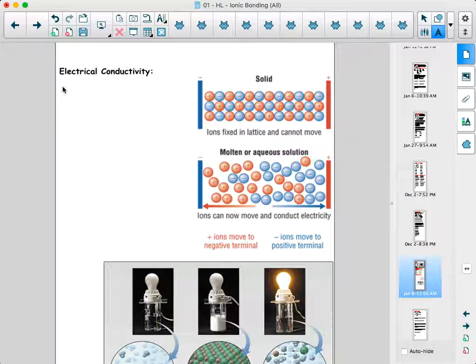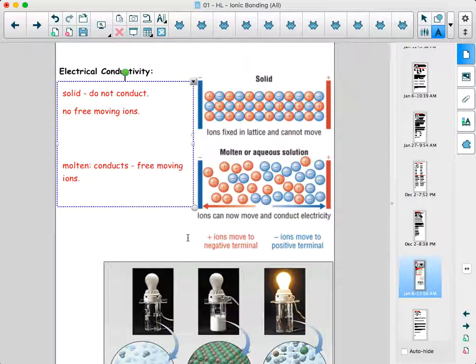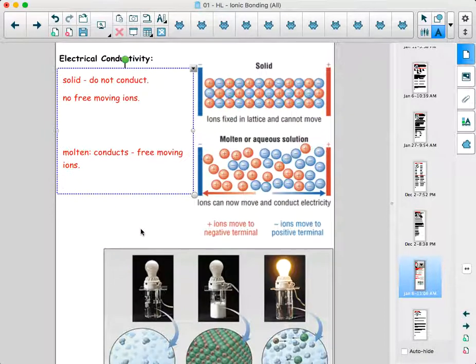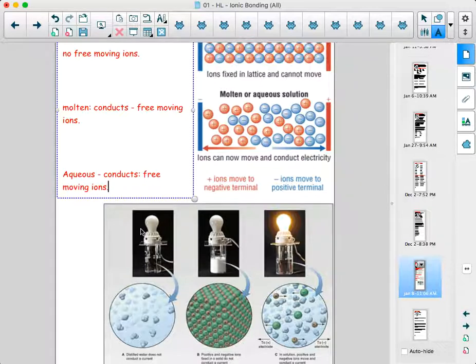But for now, in the bonding topic, you can give fairly simple answers, which is that solids do not conduct because no free moving ions, they have fixed positions, but molten conducts because of free moving ions. Do not say delocalized electrons or free moving electrons. That is something that they'll be looking for and will never work. Okay, an ionic compound conducts because its ions are free to move. And lastly, ionic compounds will also conduct when they are aqueous, dissolved in water, because once again, the ions are free to move. And that's pretty much it.